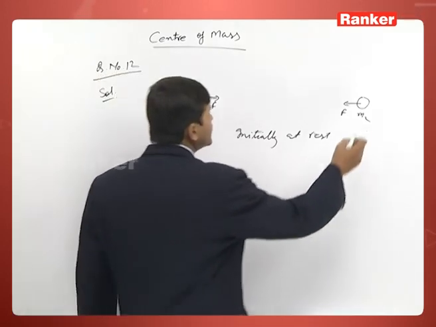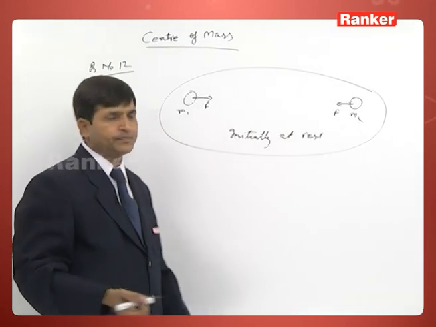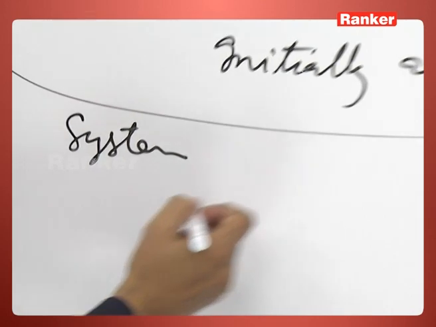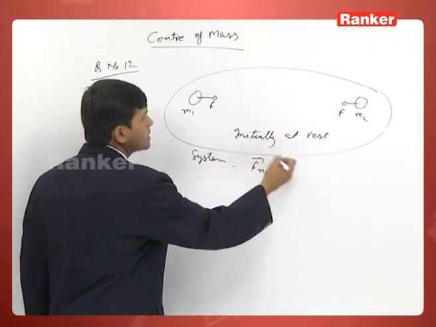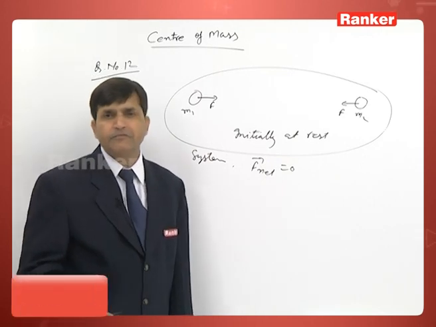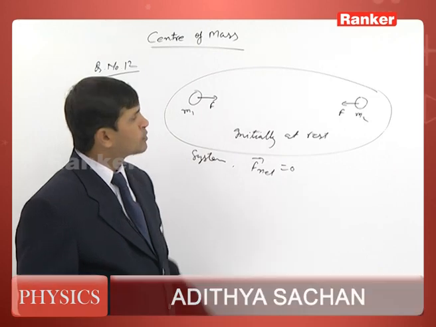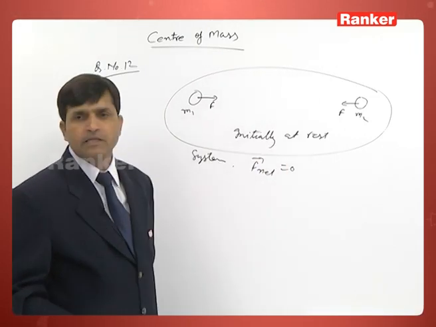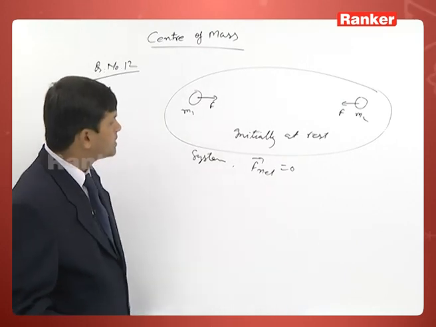So, if we see both as part of our system, the net force on the system is 0. If the net force on a system is 0, and initially both are at rest, the center of mass velocity is 0, so finally the center of mass velocity is also 0.